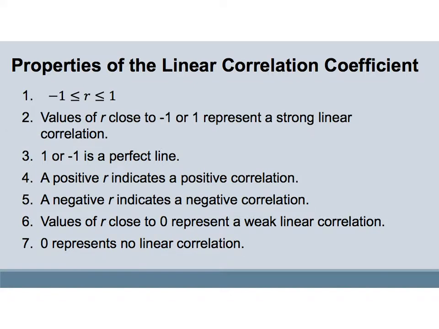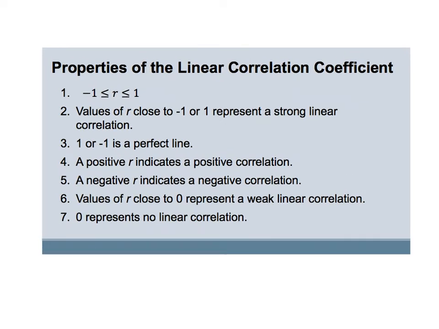Okay, so some more specific properties of R. Like I said, R has to be between -1 and 1. Let me say it again: the closer it is to -1 or 1, the stronger the linear correlation. Okay? If R equals 1, it's a positive linear correlation, and it's a perfect positive linear correlation.